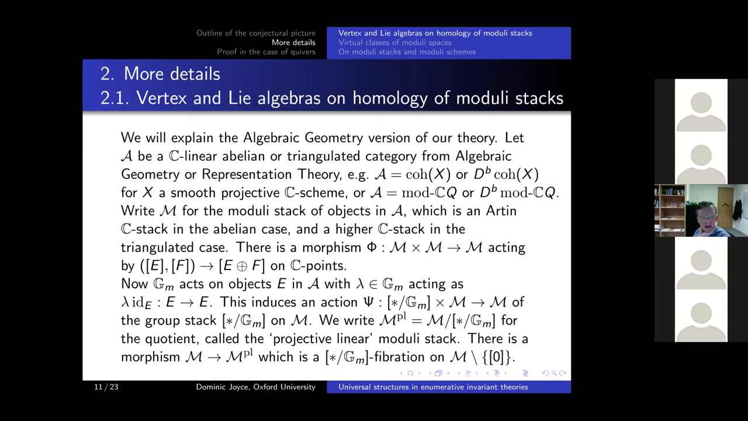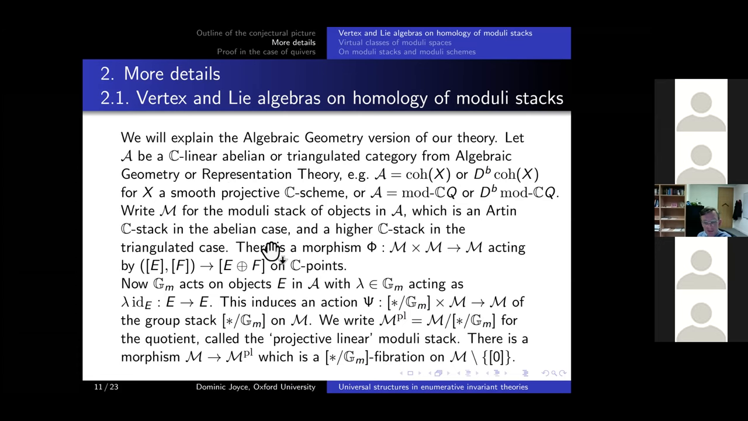I should be wrapping up soon. Let me talk a little bit more about the vertex and Lie algebra story on homology of moduli stacks. Let's take A to be a C-linear abelian or triangulated category, from algebraic geometry or representation theory. It could be coherent sheaves on some smooth projective scheme, or its derived category, or quiver representations, or derived quiver representations. So we'll take M to be its moduli stack of objects. That'll be an Artin stack for the abelian category case, and a higher stack for the triangulated category case.